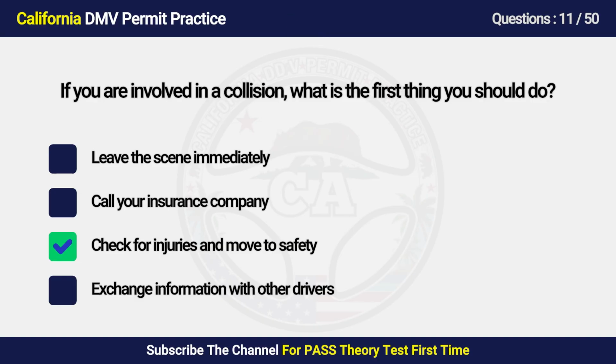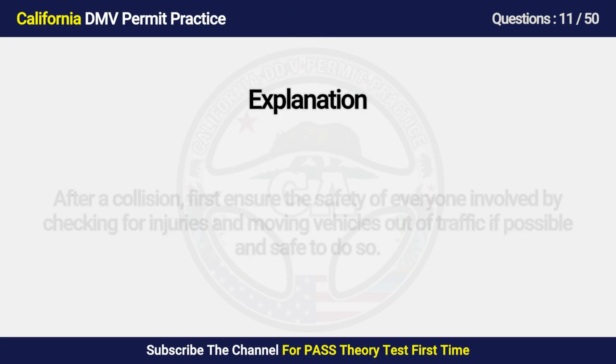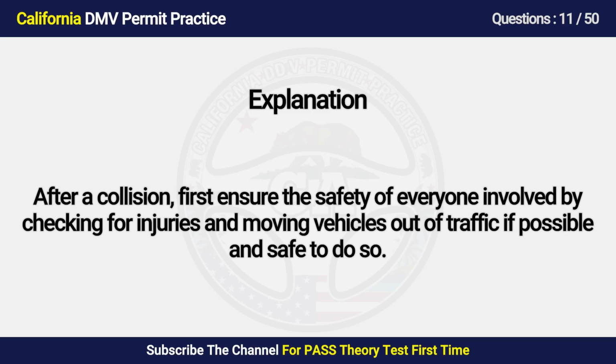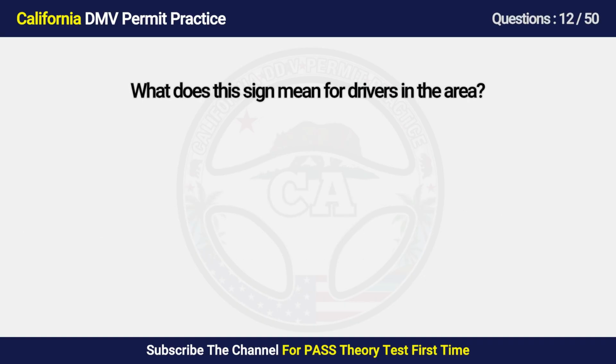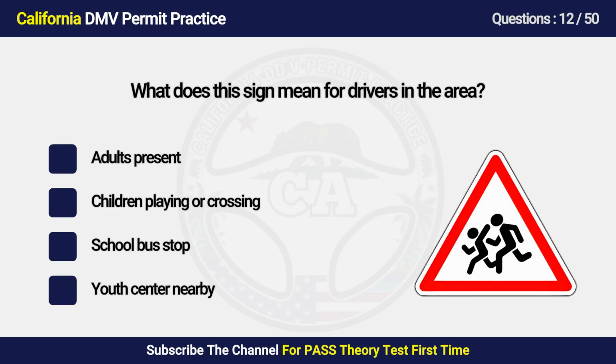Answer is C. Check for injuries and move to safety. After a collision, first ensure the safety of everyone involved by checking for injuries and moving vehicles out of traffic, if possible and safe to do so. Question 12. What does this sign mean for drivers in the area?